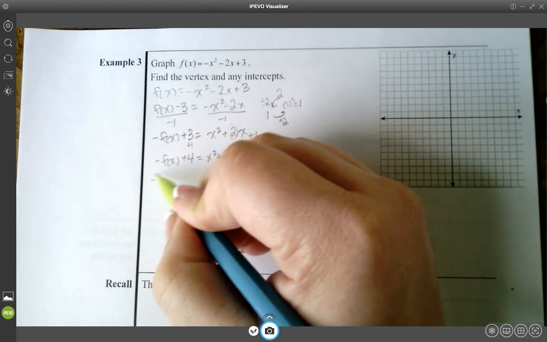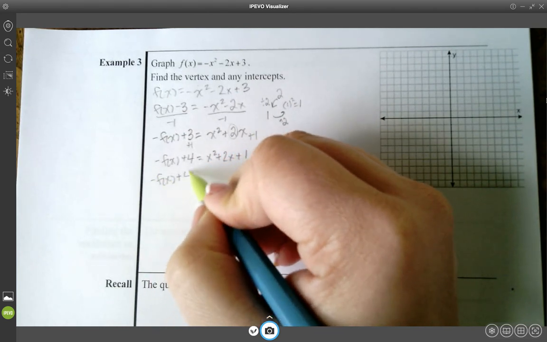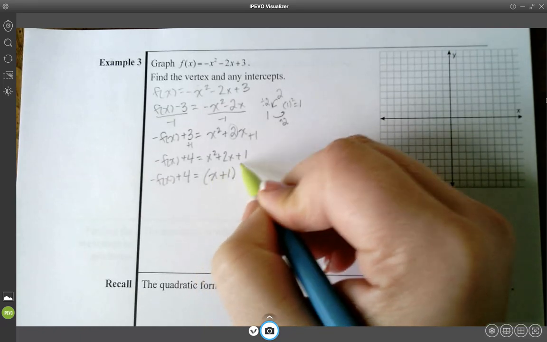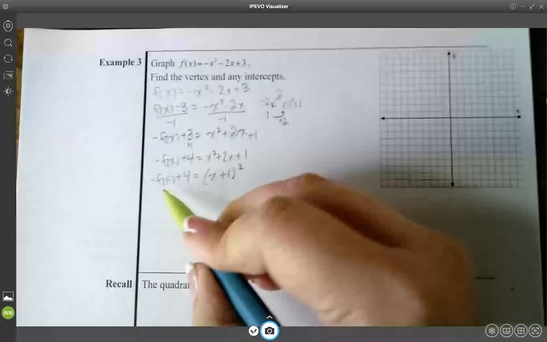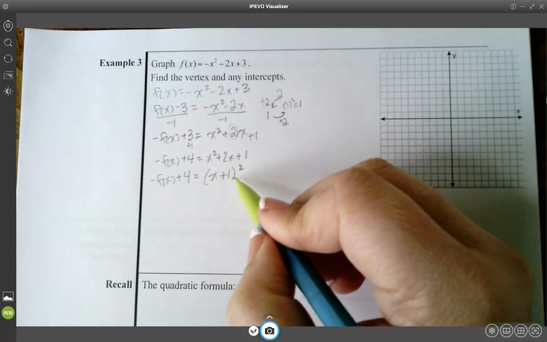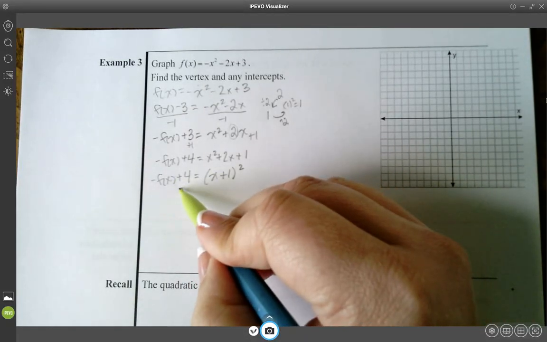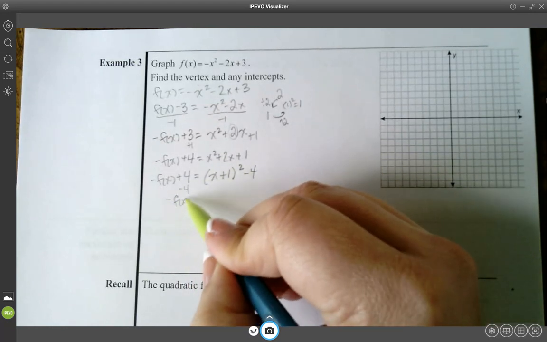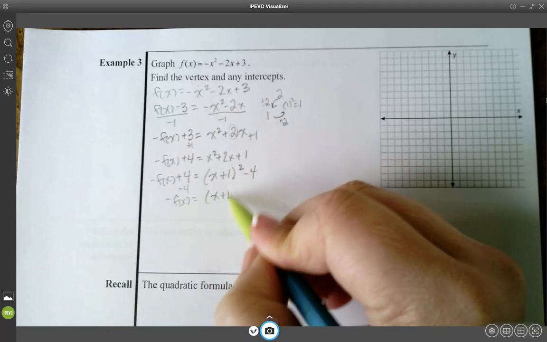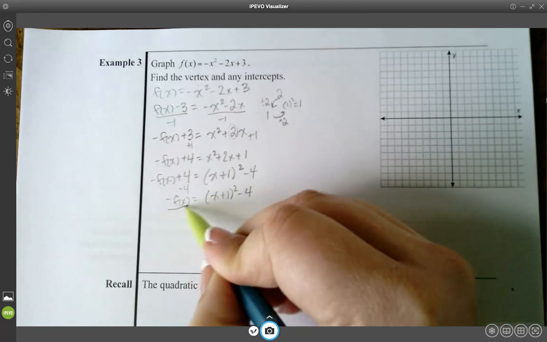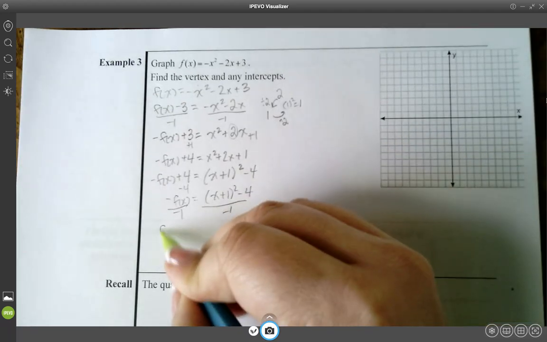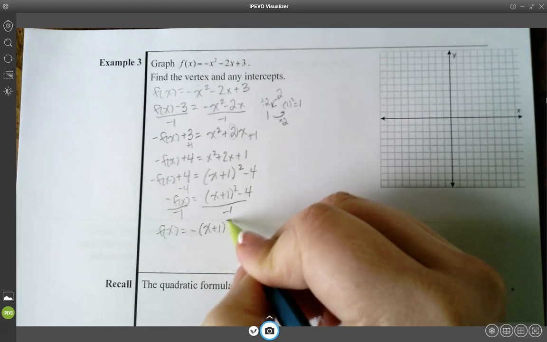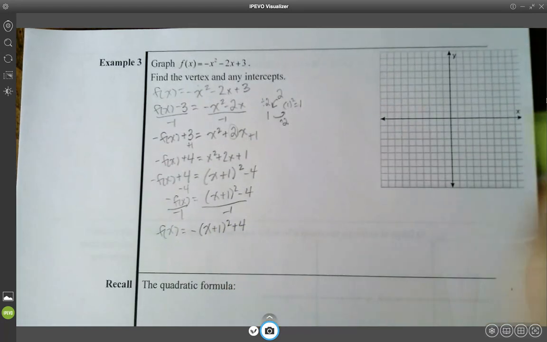The left-hand side is already simplified, so we can just copy that, equals, and then the right side we want to factor, (x plus 1) squared. And now we have it in squared form, so we want to solve for f(x). Minus 4: negative f(x) equals (x plus 1) squared minus 4. Divide by negative 1. So f(x) equals negative the quantity (x plus 1) squared plus 4.